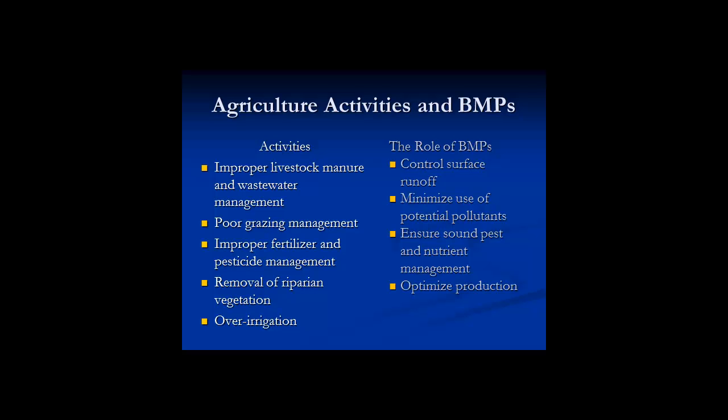And so the real role of BMPs is to control that surface runoff, try and filter that surface runoff, minimize the use of potential pollutants in your area when you're managing. Only use what's needed. Other BMPs' role is to help ensure sound pest and nutrient management activities, and all of these BMPs will hopefully help optimize your production on your place.